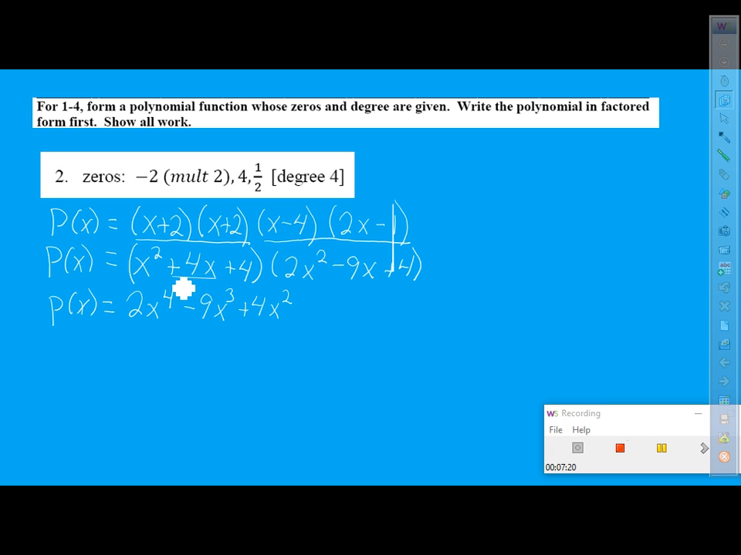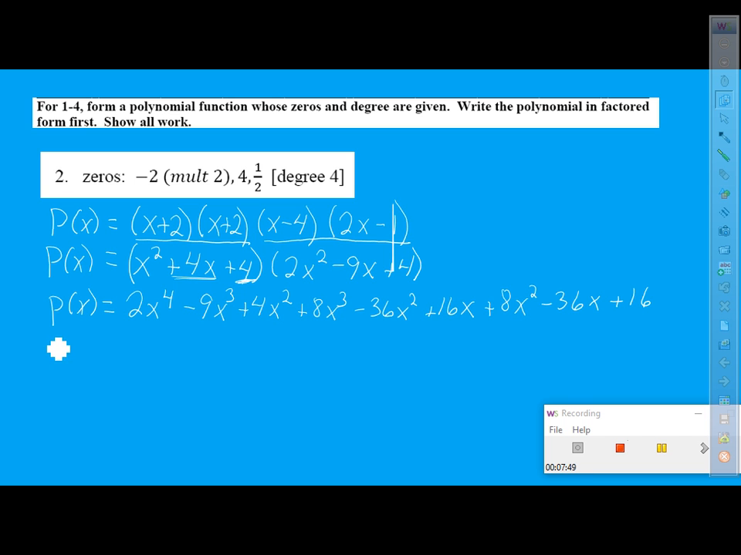Now let's take positive 4 times everything. So I'm going to have 8x cubed when I go 4x times 2x squared, minus 36x squared plus 16x. Now let's keep going. Now take this 4 times everything. So I'm going to get 8x squared minus 36x plus 16.